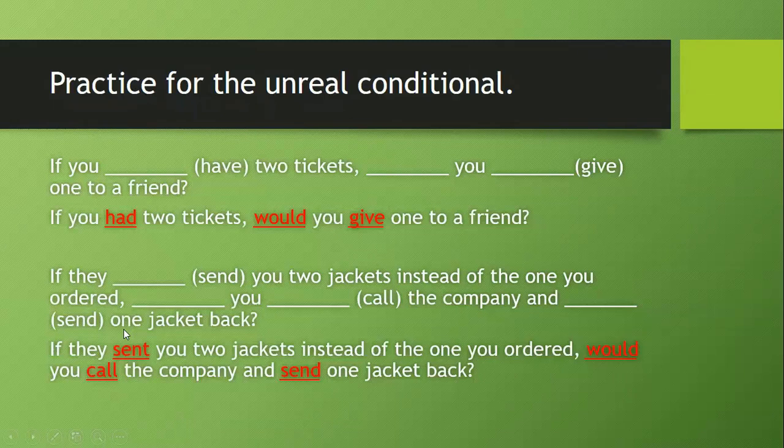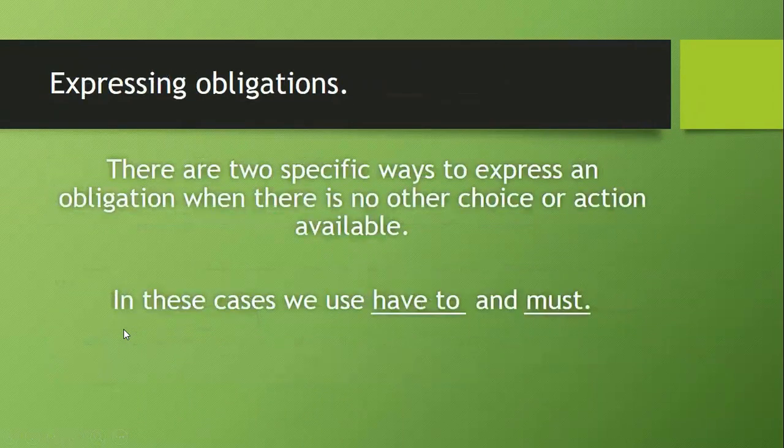Imagine that you bought one jacket. It was $200, right? Then the company sent you two jackets for the price of $200, right? So this is a very good deal for you. They send you two jackets instead of one, and you're paying just for one. Then if they sent you two jackets instead of one, would you call the company and send one jacket back, or would you keep both? Think about it. This is a hard situation for you. You're getting a very good deal, no? Great.